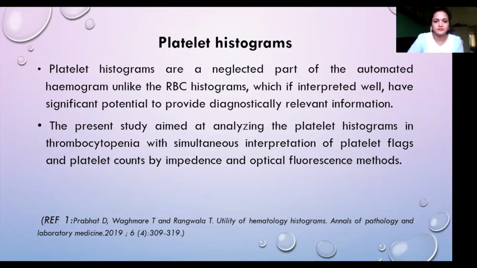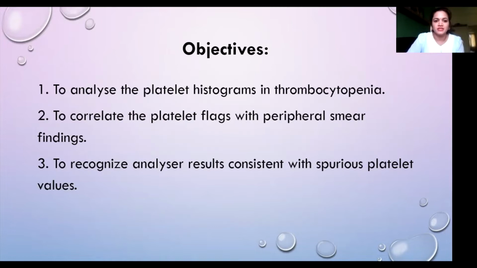So the objectives in the present study were to analyze the platelet histograms in thrombocytopenia, to correlate the platelet flags with peripheral smear findings, and to recognize the analyzer results consistent with spurious platelet values. So these were the three objectives of the study.